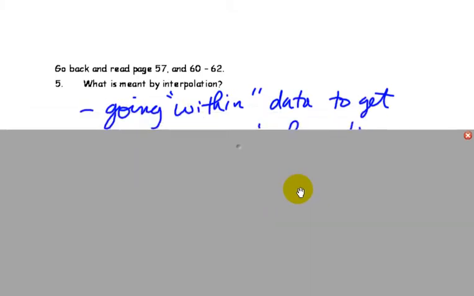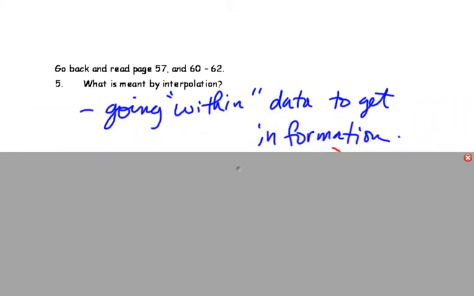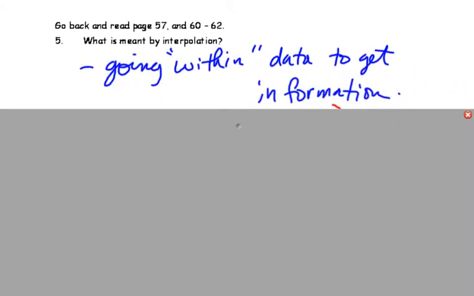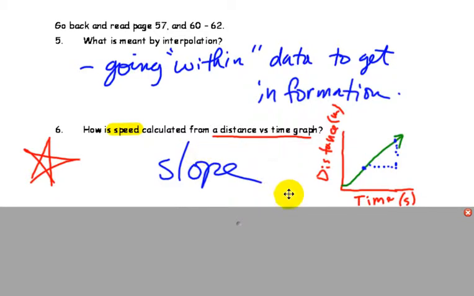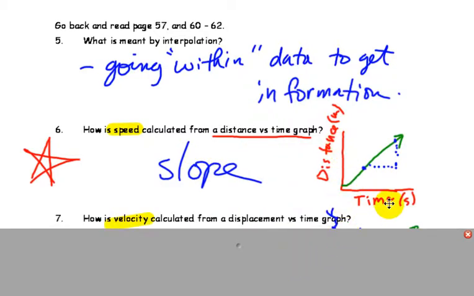We're doing number 5. First question, what is meant by interpolation? Looking at graphs here, it means going within the data to get information. And then how is speed calculated from a distance time graph? Distance versus time, distance divided by time.